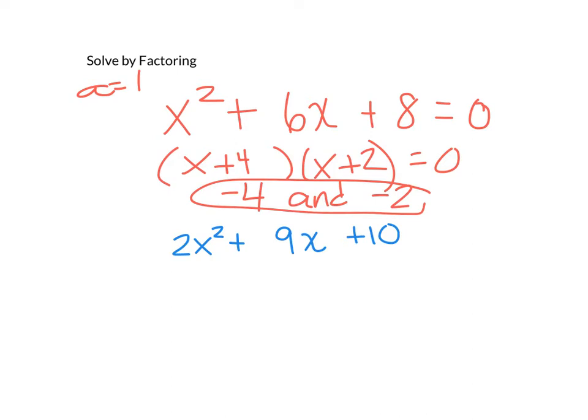The next problem, a is not equal to 1, so I start with the AC method. 2 times 10, which is 20. I need two things that multiply to 20 that add to 9. That would be 5 and 4, so I'm going to split this into 5x plus 4x. Bring down my first and last term, and then I'm going to do factor by grouping.